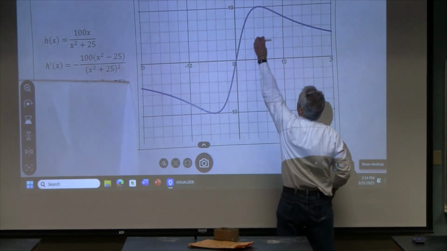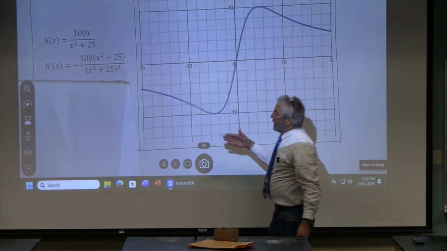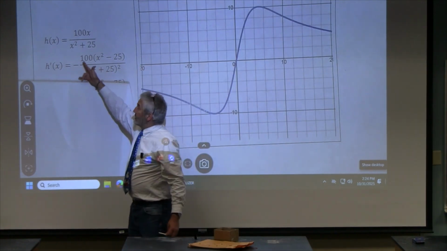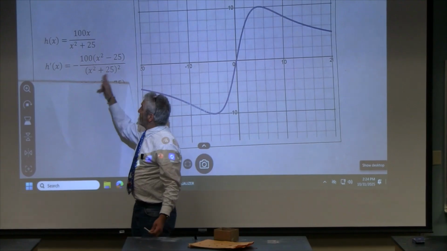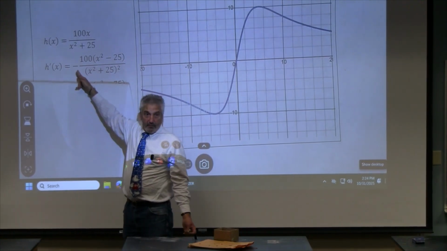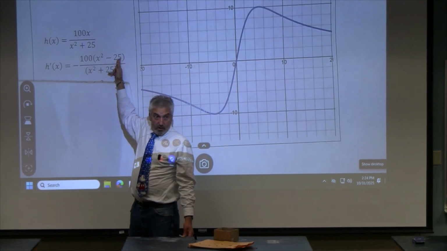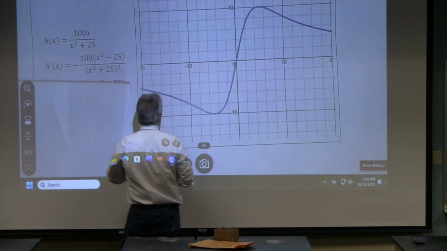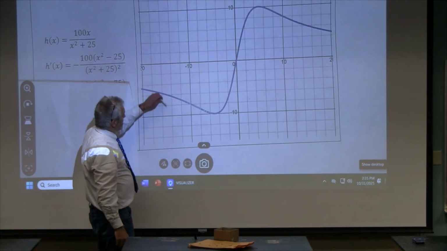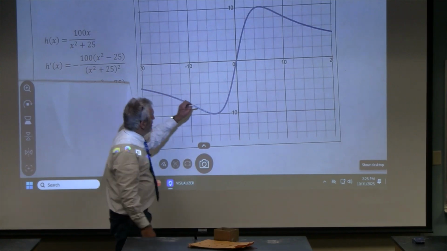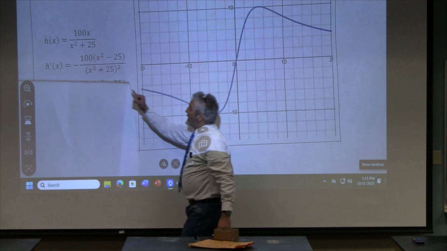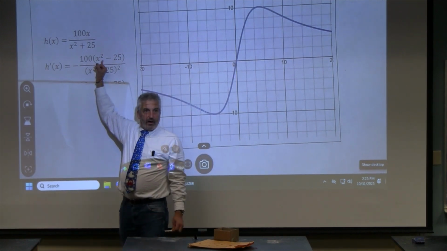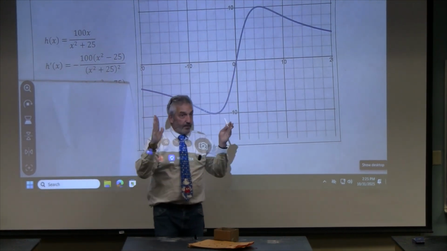Sure enough, those places. If I make a sign chart for this, the denominator is always positive, there's always a minus sign in front, but these factors can cause signs to change. So notice, they do. Decreasing, and then increasing, and then decreasing, because I have an x plus 5 and an x minus 5. Those are my partition numbers on my sign chart.